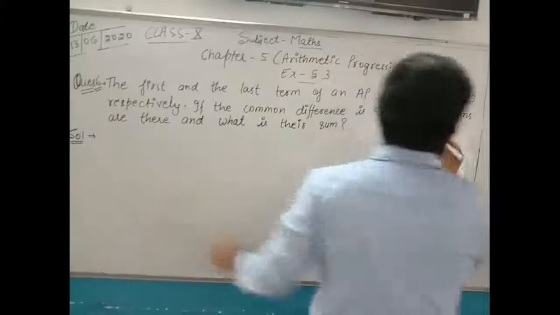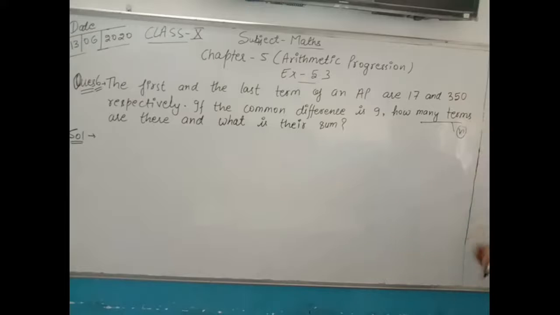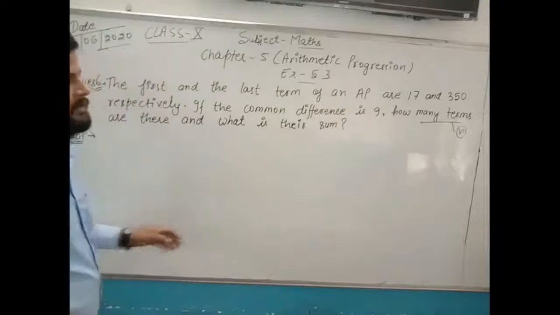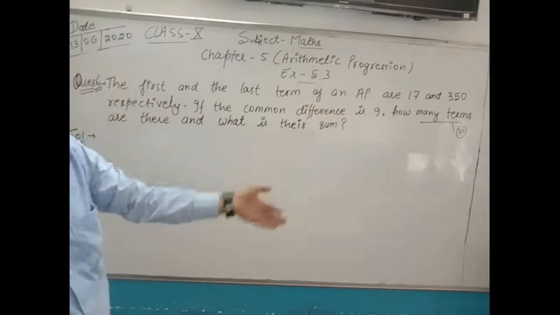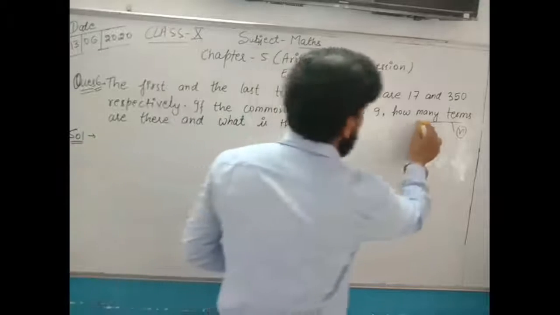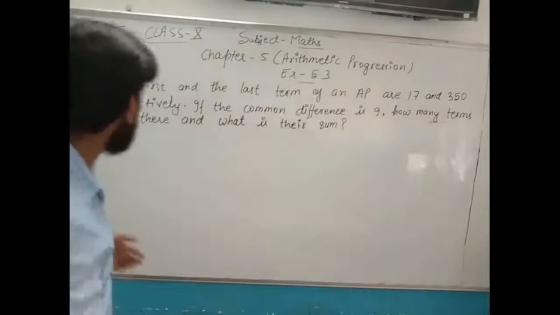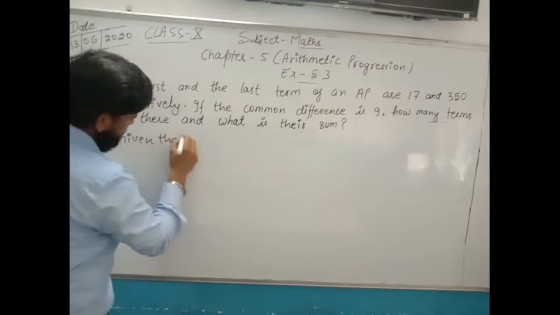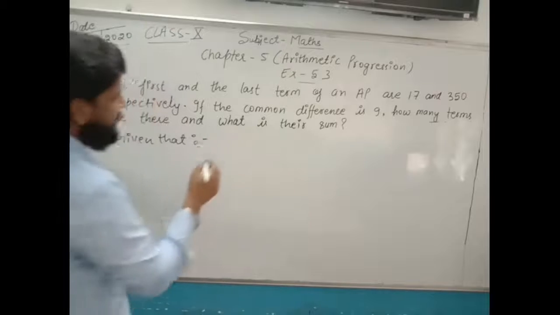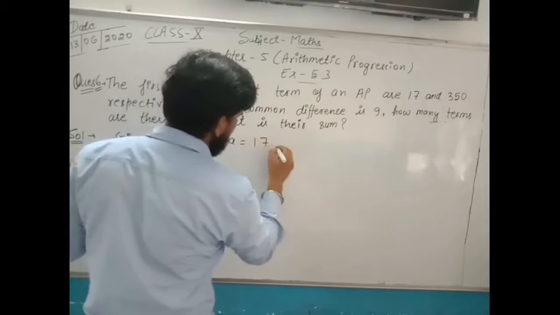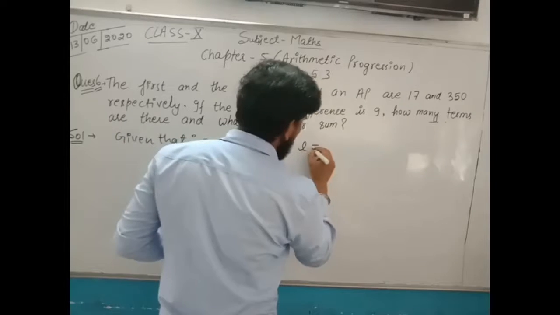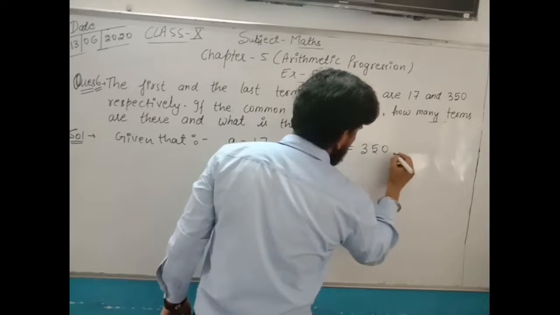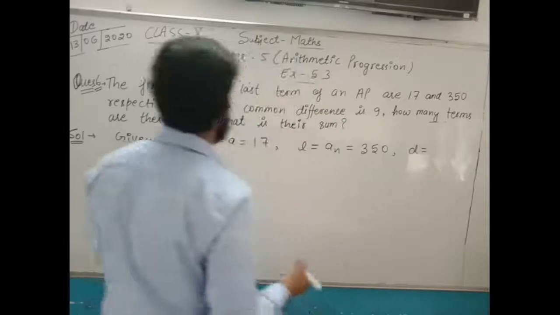How many terms means कितने terms हैं. तो जब भी terms की बात करता है we always calculate n. Okay, so here we have to calculate n, and after that what is their sum means जो भी n की वैल्यू आएगी so उतने ही terms का हमको क्या बताना है? sum बताना है. Okay. So first, what is given in the question? So given that a equals 17, or l, or we can say an is equal to 350 and d is equal to 9.